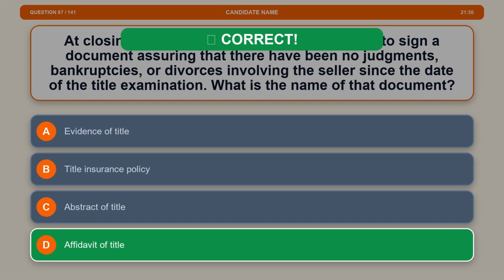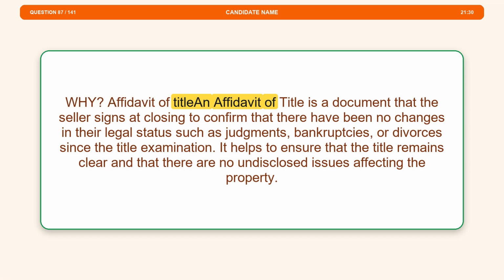The correct answer is option D, affidavit of title. An affidavit of title is a document that the seller signs at closing to confirm that there have been no changes in their legal status, such as judgments, bankruptcies, or divorces since the title examination. It helps to ensure that the title remains clear and that there are no undisclosed issues affecting the property.